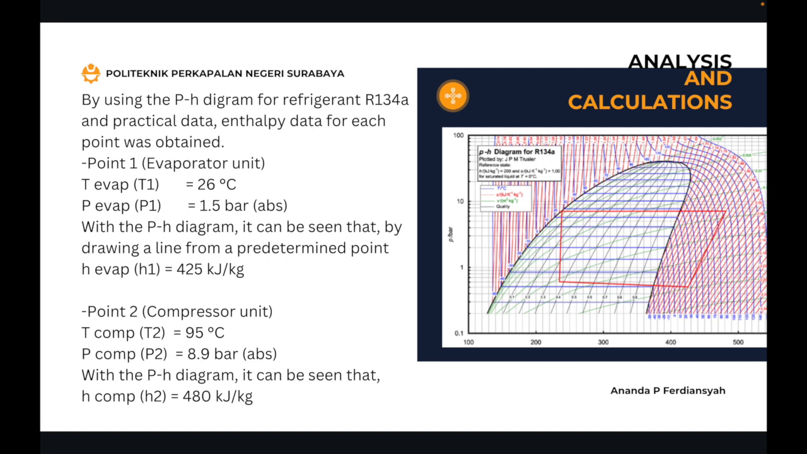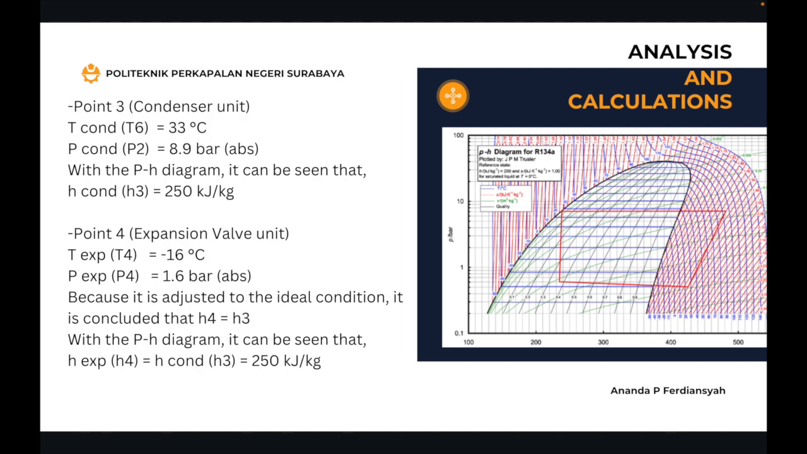With the P-H diagram, you can see that H2 equal to 480 kJ per kilogram. It is the same with P1 and P2, but in the expansion valve unit, because it's adjusted to the ideal condition, it is concluded that H4 or enthalpy 4 and enthalpy 3 are equal. With the P-H diagram, you can see that enthalpy H4 or Hcon H3 equal to 250 kJ per kilogram.